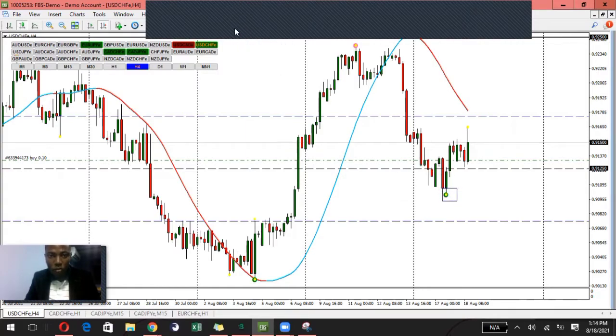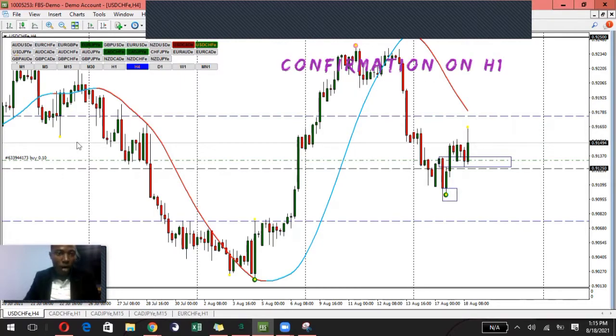Big formation low. Wait until your order block is broken. Okay, it broke the order block, coming back for a retest. Trust me, it's going to be a buy. All right, so the buy will still be active to the next hesitation point or probably to this level here.